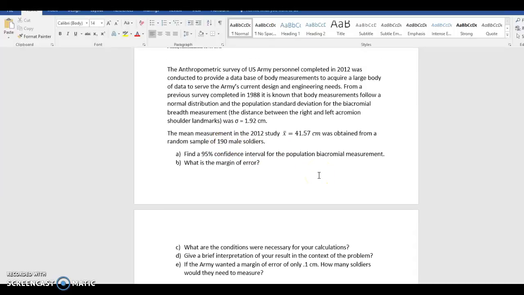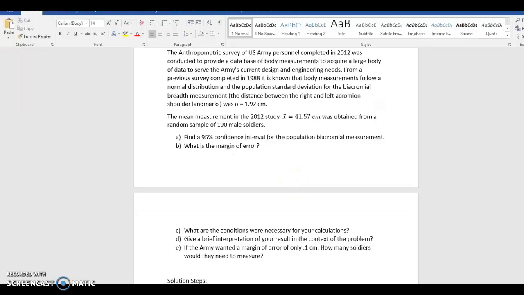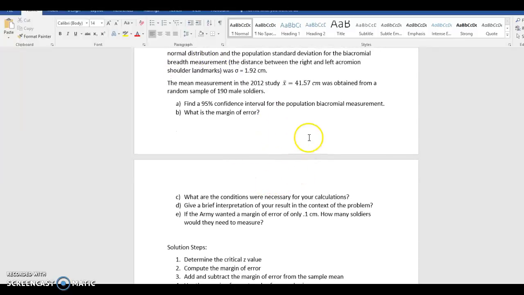So anything over 30, remember from the central limit theorem, you could assume that you've got a normal distribution there. But in this case, we knew, it says right here that body measurements follow a normal distribution in the population. So we knew that. So I would say, if I'm asked this question, I knew the population standard deviation, and I knew that my data came from a normal distribution, so I can use the Z table, okay?